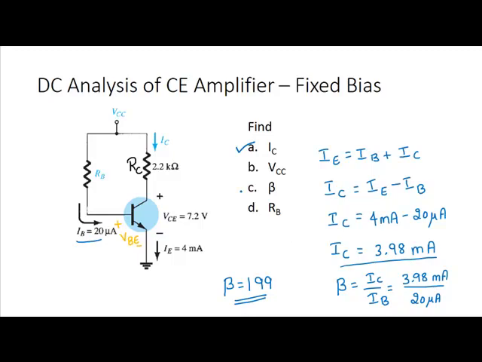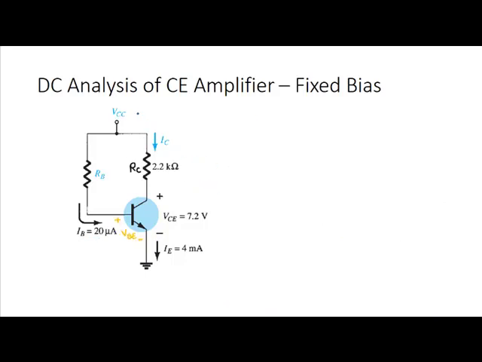So I found out IC, I found out beta. Next, let us calculate what is VCC and RB. So that can be done by applying KVL to the output side loop. So let me apply KVL to the output side loop. So it is VCC, it takes this path up through RC, through VCE and to the ground. So let me apply the KVL. So it is VCC minus ICRC minus VCE. Luckily VCE is given, it is equal to 7.2 volt.